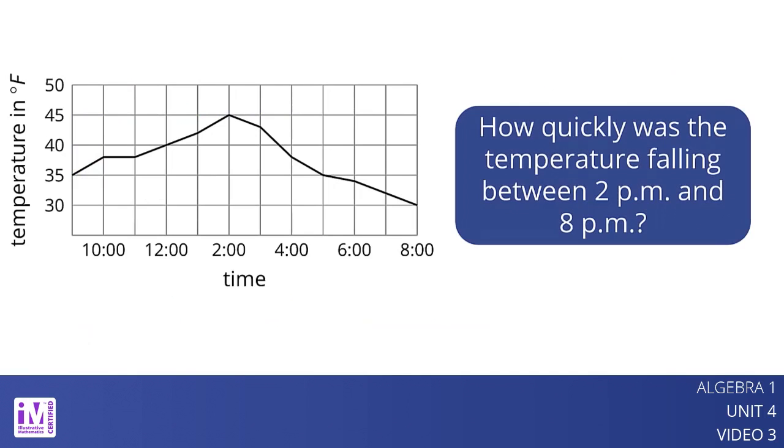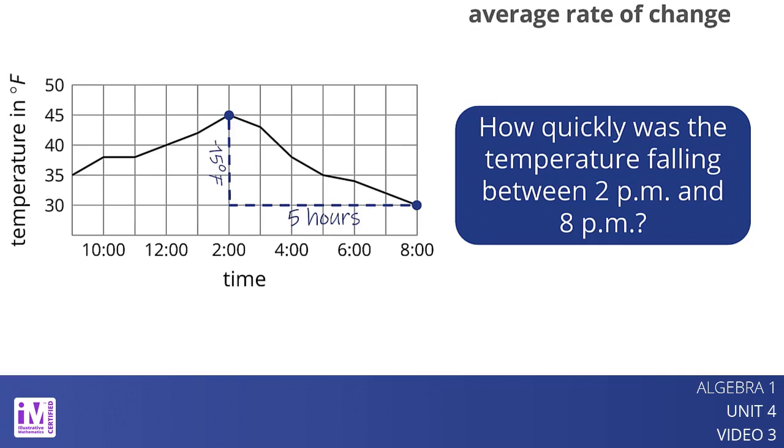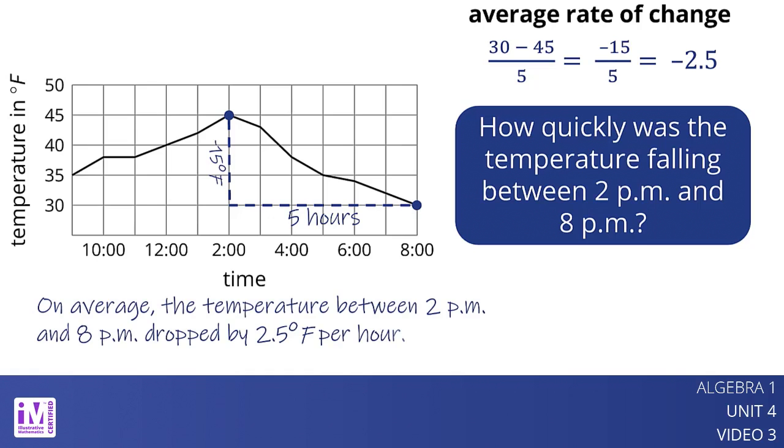Now let's consider how quickly the temperature was falling between 2 p.m. and 8 p.m. On average, the temperature between 2 p.m. and 8 p.m. dropped by 2.5 degrees per hour.